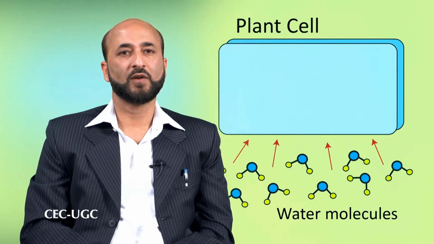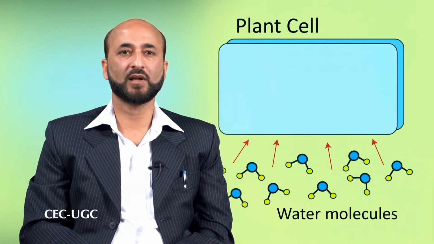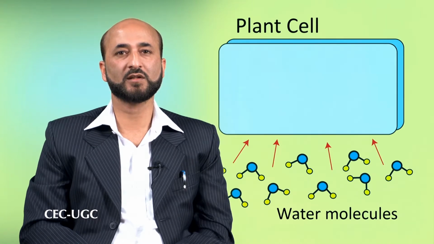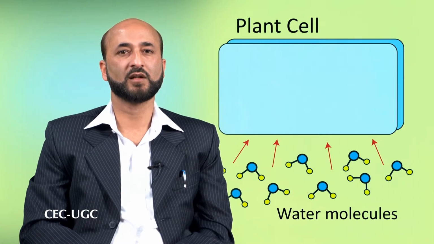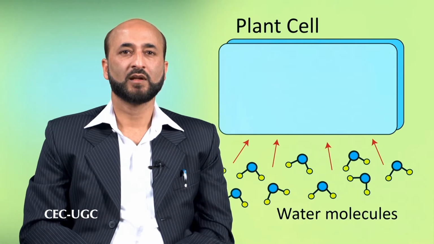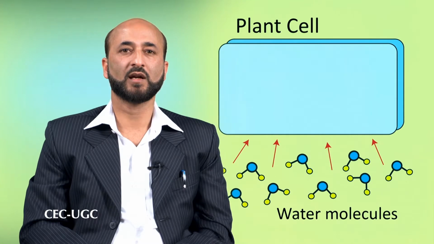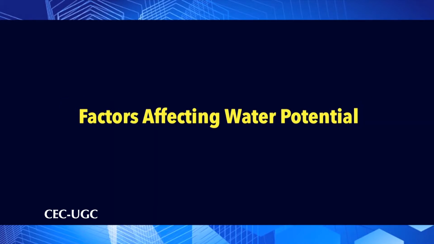Absolute values of chemical potential of most substances cannot be easily measured. Therefore, relative values in terms of difference in chemical potential between two states are measured, where one of the states is usually taken as a reference state. Same is the case with water potential, as relative values rather than absolute values are taken. In case of water, the reference state is pure liquid water at atmospheric pressure and the same temperature as the system under investigation. Water potential in the reference state, that is pure water, is arbitrarily assigned a value of 0 megapascals.